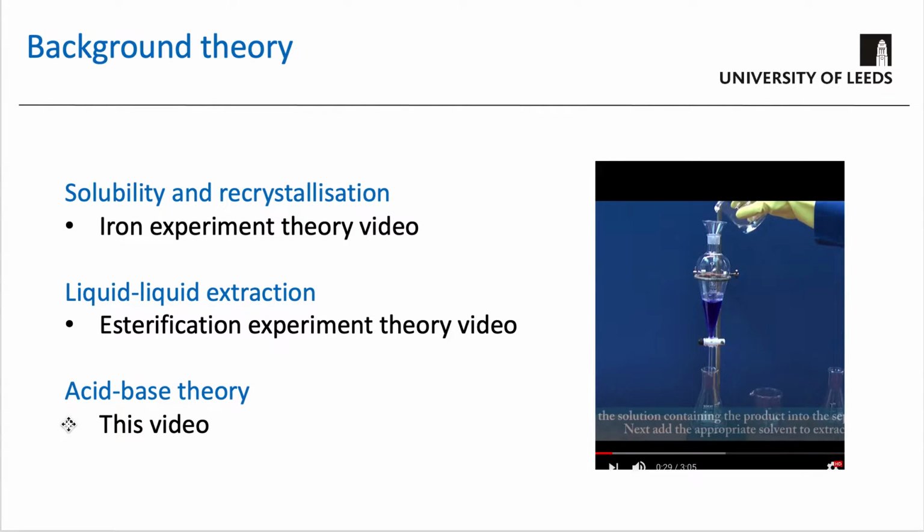What I'm going to cover is an additional piece of theory that you need to think about, which is acid-base theory. This is all about how you manipulate compounds to go into the organic or the aqueous layer, so knowing if you're going to protonate or deprotonate a molecule.